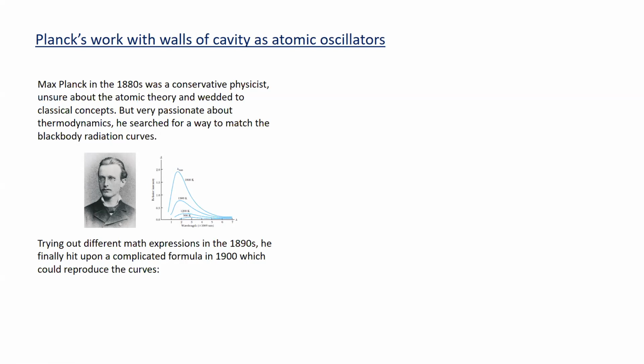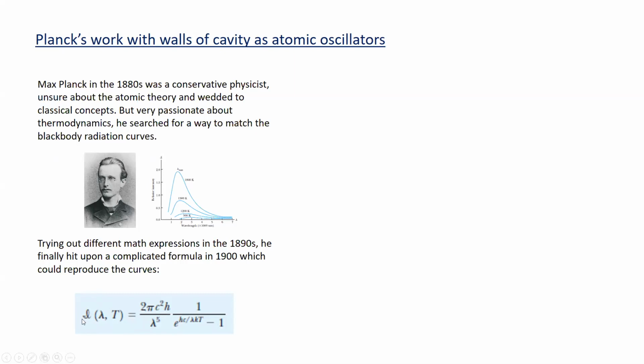And classically, he thought that they should be classically explained. So he tried out lots of different mathematical expressions and lots of different theories, which I won't go into great detail. But finally, more or less by trial and error, he hit on a complicated formula in 1900, which could reproduce the curves. And this is the formula.